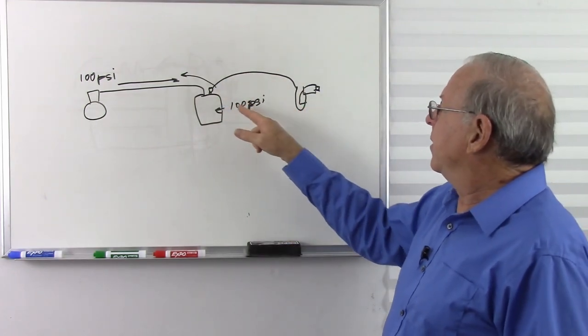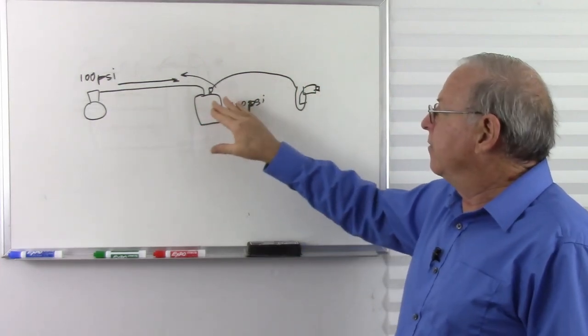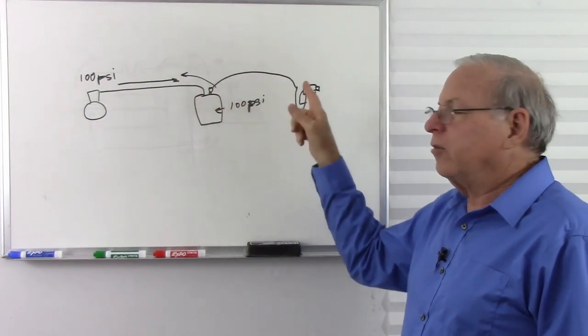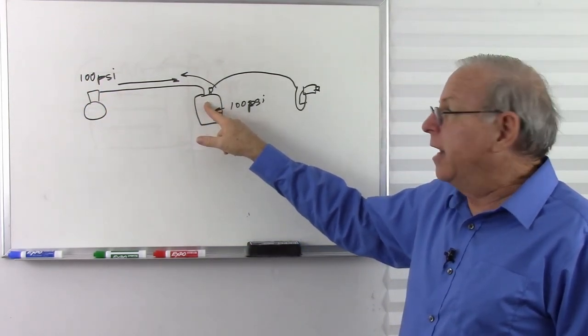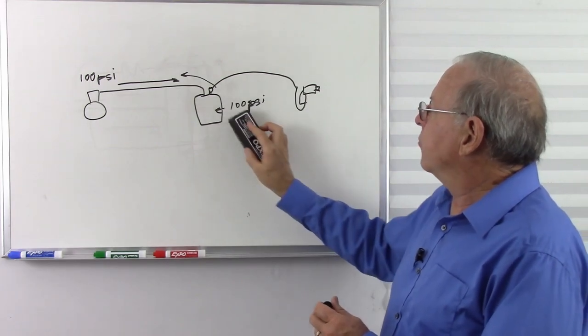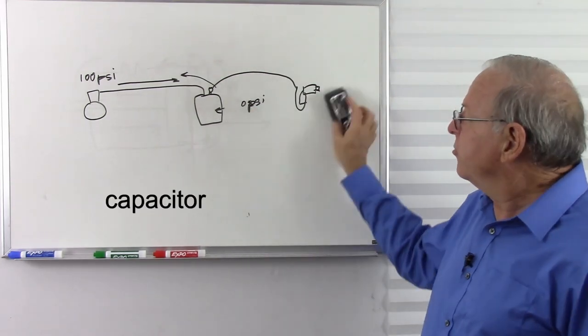And of course, what's going to happen is as we use that up, the pressure is going to drop in here, and eventually, if we keep using it long enough without turning the pump back on, we're going to drain this back down to 0 pounds per square inch. Does the battery do something similar? You betcha it does.